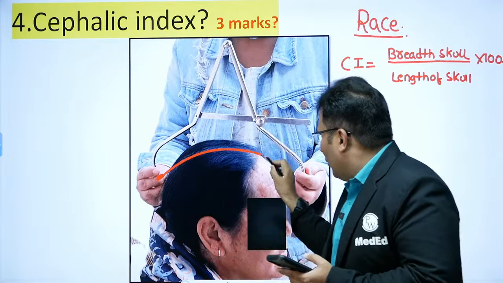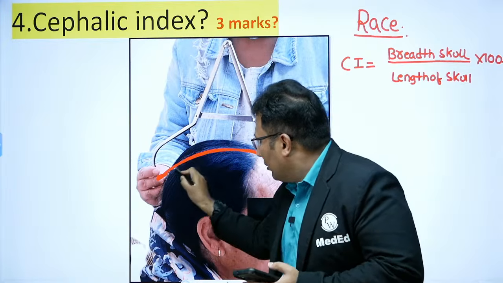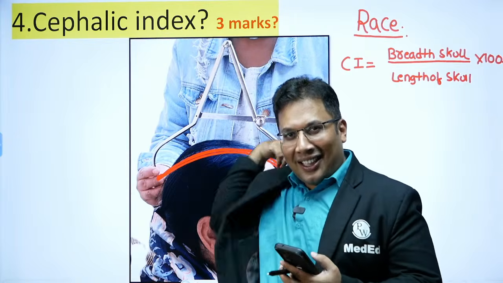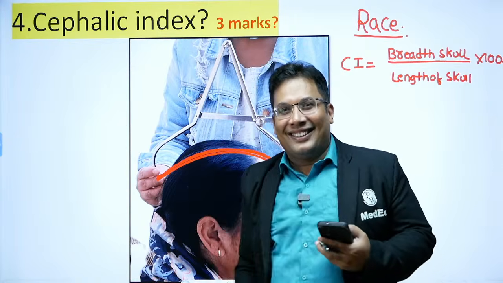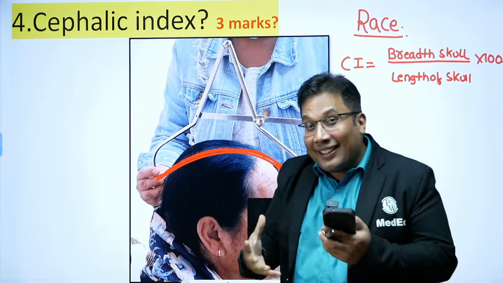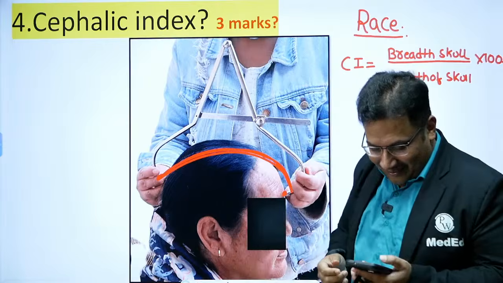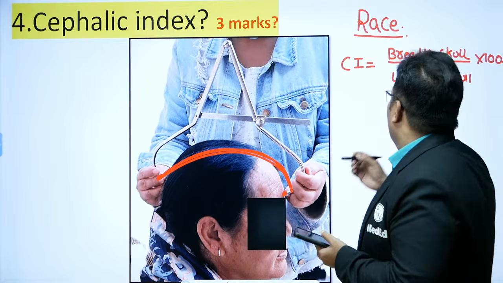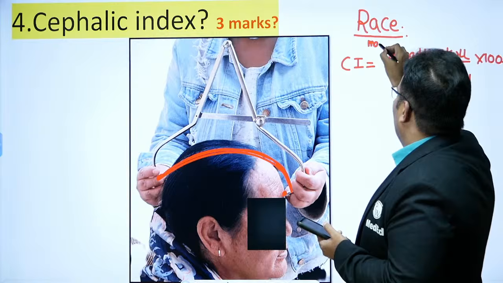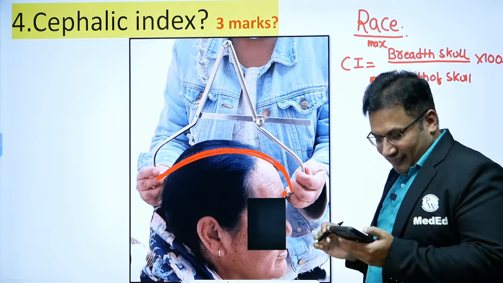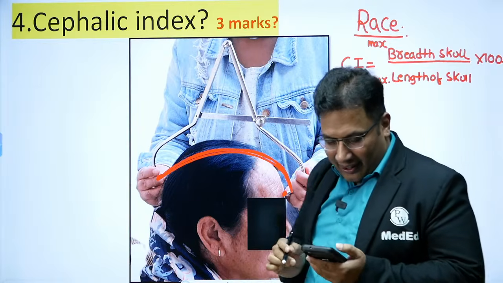Can anyone tell me what is this parameter? Come on guys, is it breadth or length? So it is maximum breadth divided by maximum length.